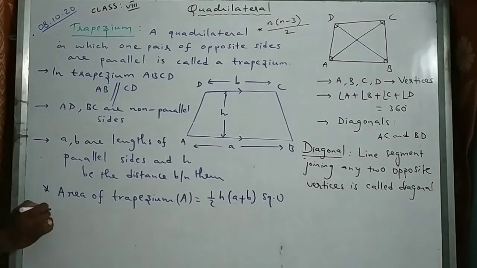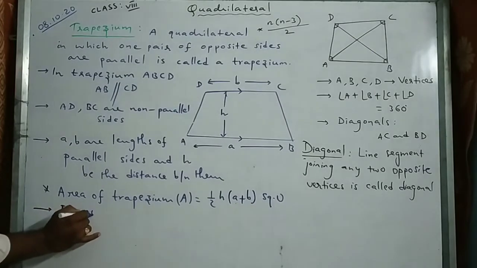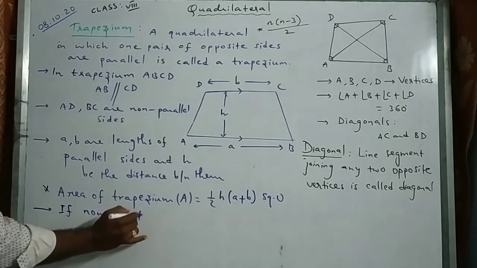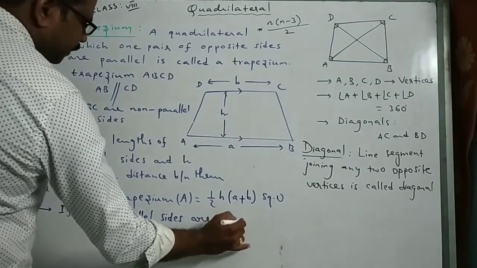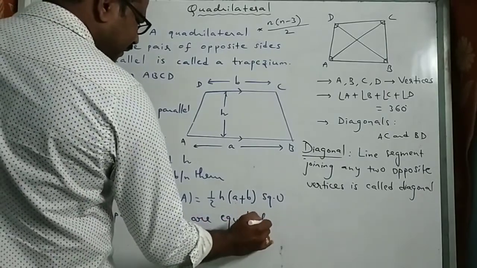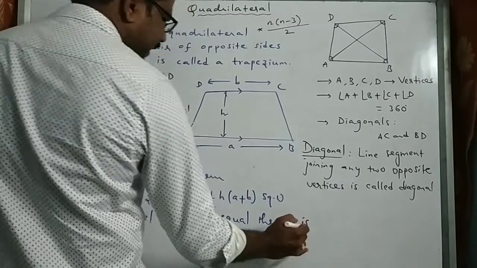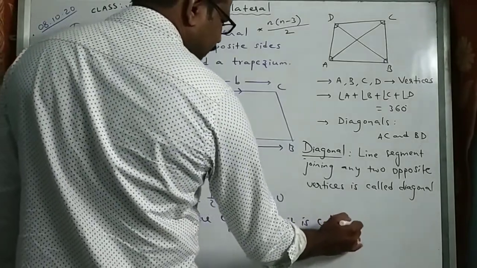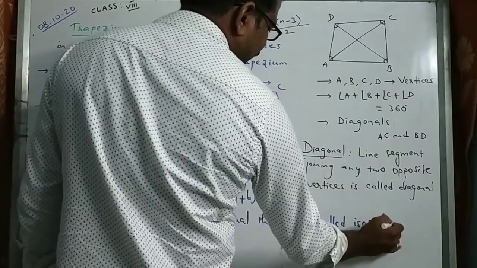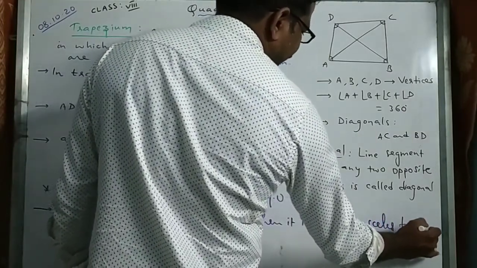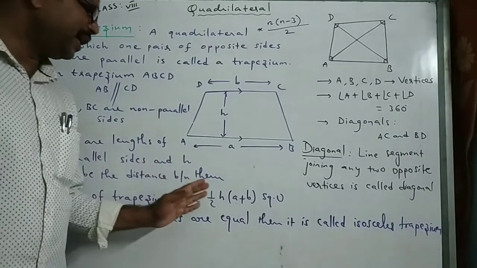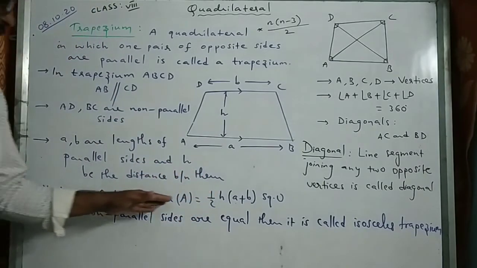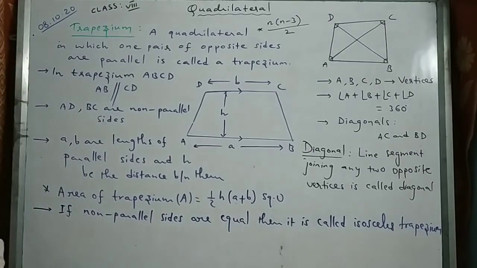If the non-parallel sides are equal, then it is called an isosceles trapezium. So what is the formula to find the area of a rhombus? Half d1 d2. What is the formula to find the area of a trapezium? Half h into (a plus b).